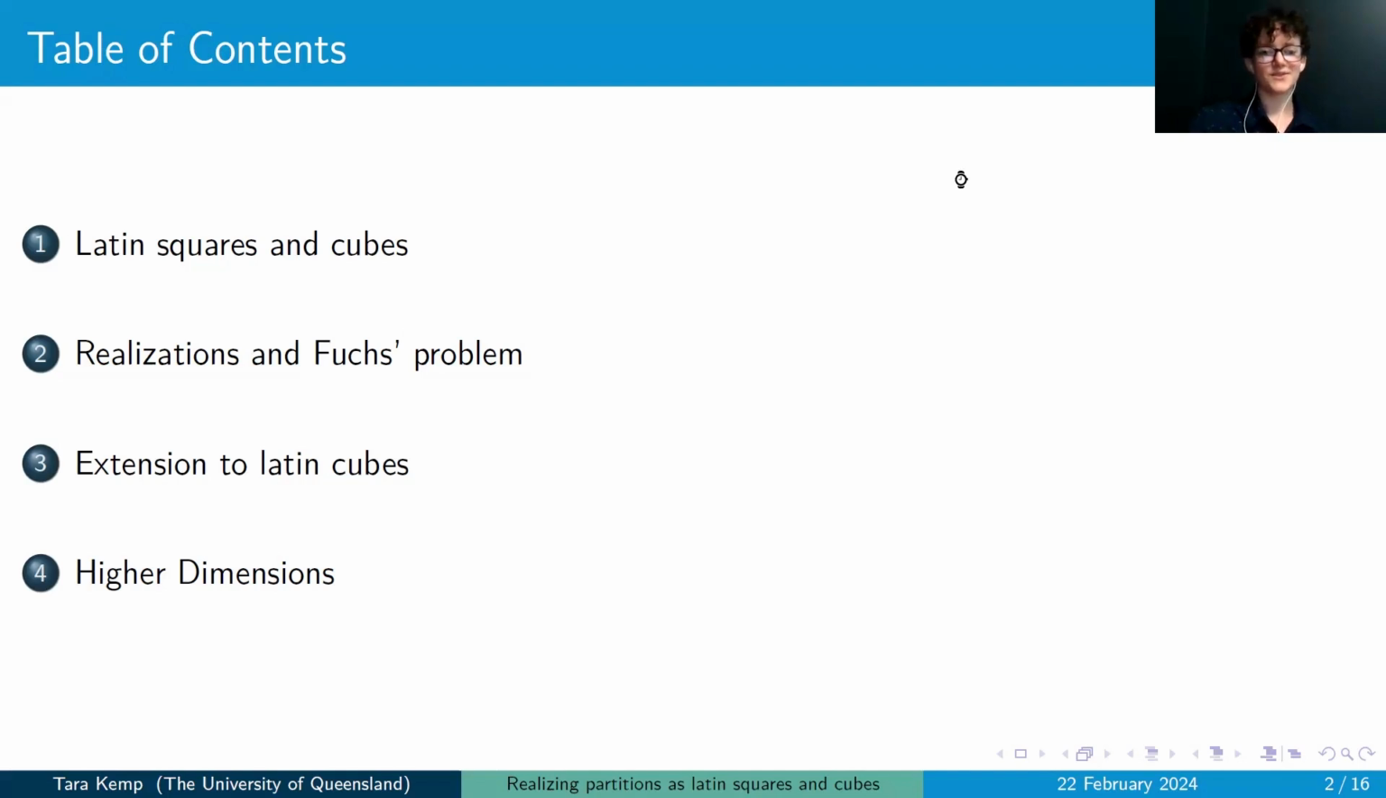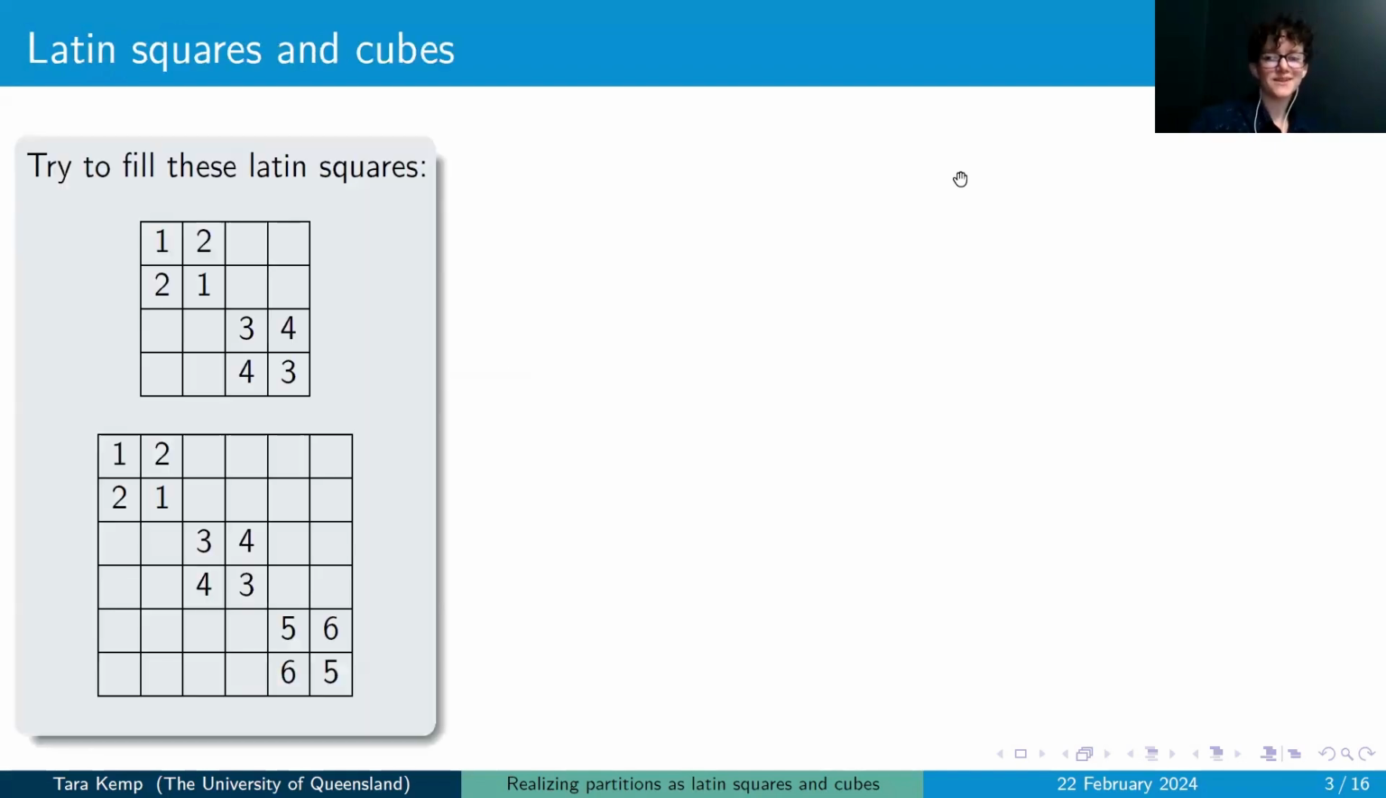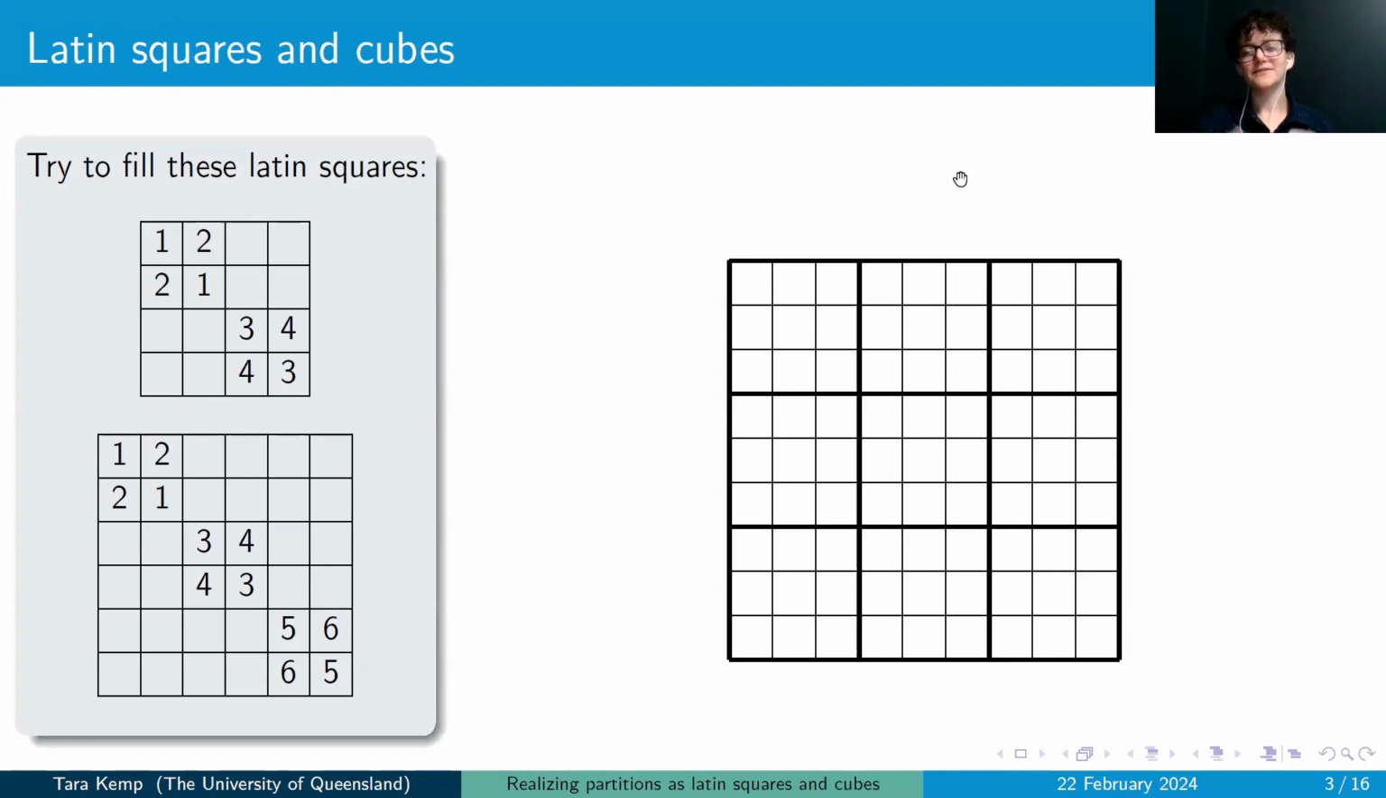If you're already familiar with Latin squares, you may like to have a go at filling in these Latin squares. It may or may not be possible. If you've ever played Sudoku, you'll know that this is a classic Sudoku grid, and the rules of Sudoku are to put every number exactly once in every row, exactly once in every column, and exactly once in each of these smaller grids, right? So this is Sudoku, and this is basically a Latin square.